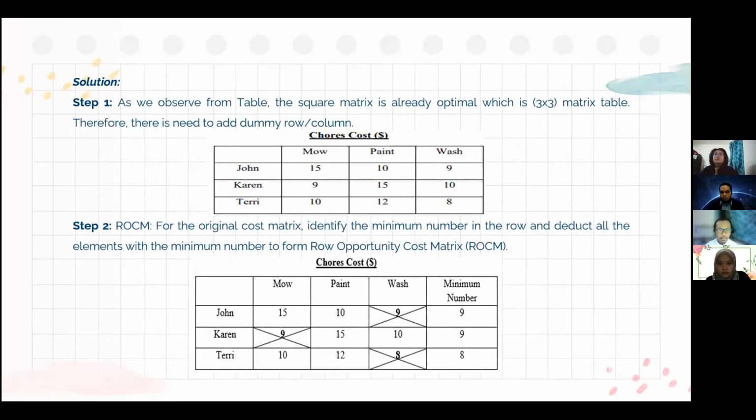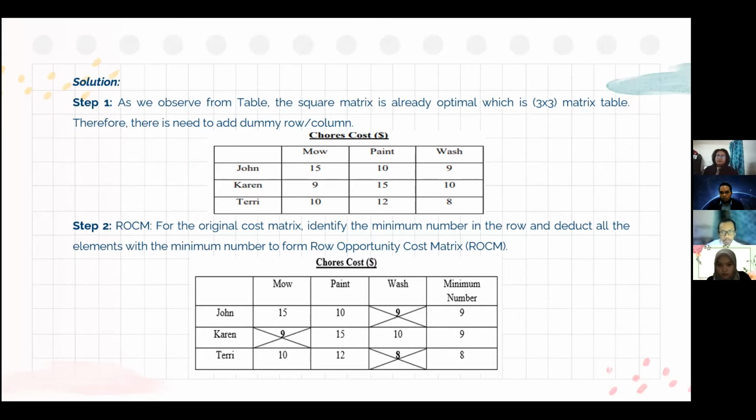row opportunity cost matrix. So for the second step, as you can see from the original cost matrix, we need to identify the minimum number in the row and deduct all the elements by the minimum number in order to form the row opportunity cost matrix. So this is the solution from the ROCM.